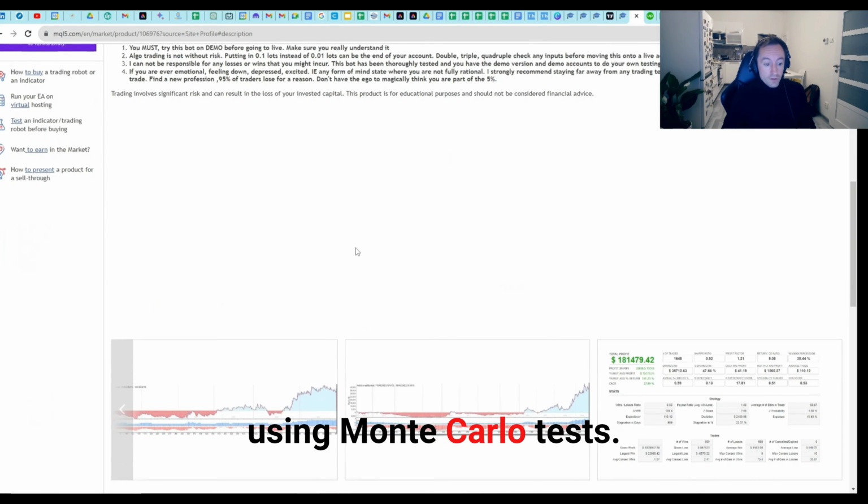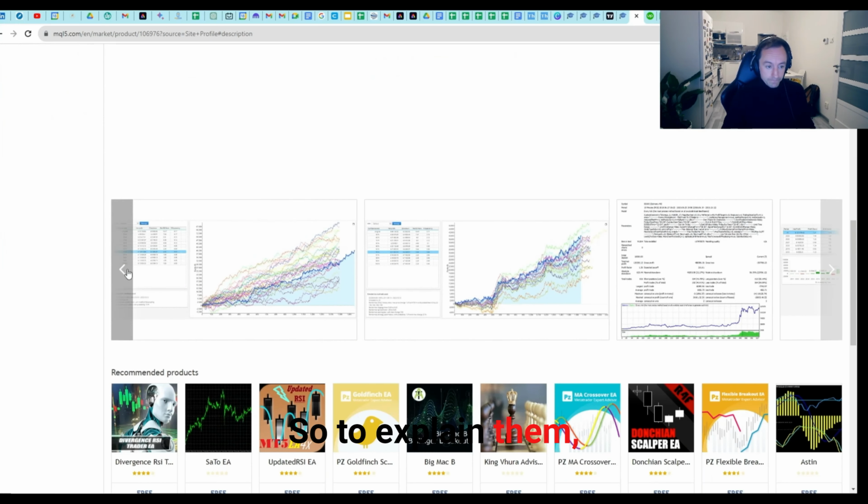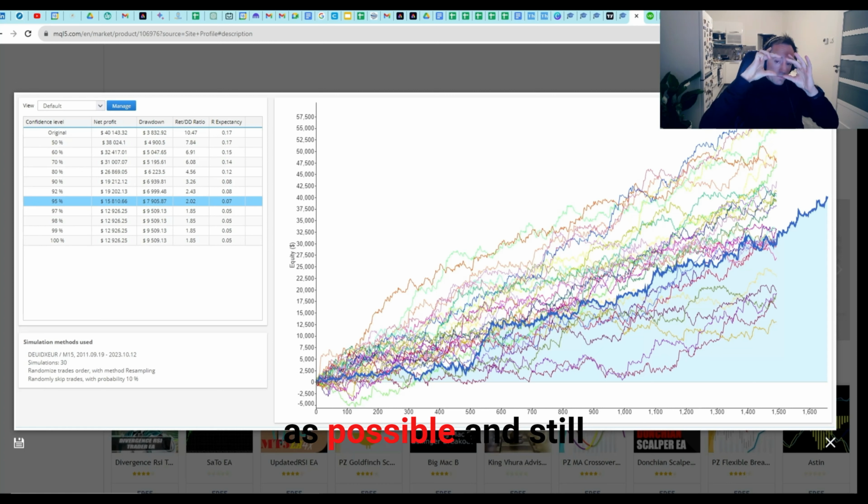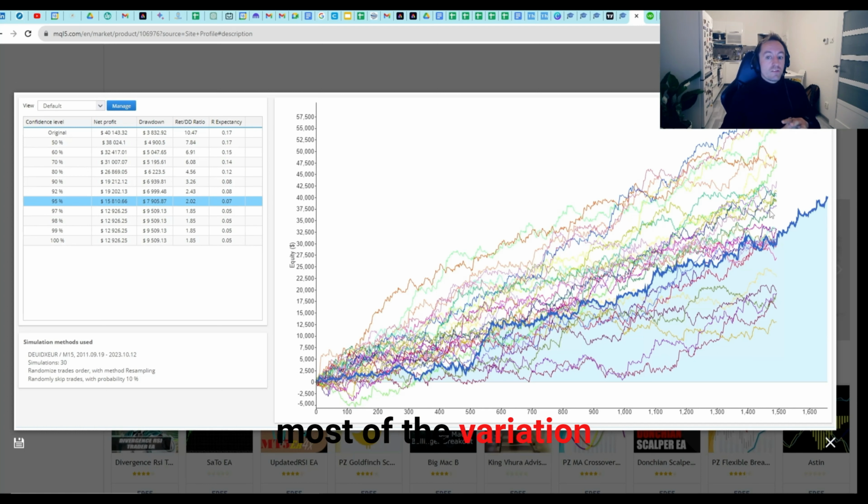The other thing I did was use Monte Carlo tests. To explain them, the aim of these is that they change historical data in certain ways: trading order, sample methods, skipping trades, as in this example, and see how the results differ. What you want to see is ideally all the results as close together as possible and still profitable. In this case, they're not close together, but they're all still profitable. Another thing you might notice is that most of the variations actually make it more profitable. It shows that this is not a fully optimized bot.